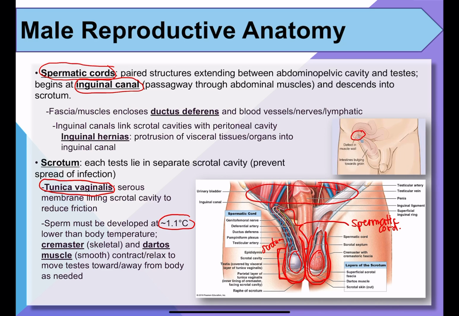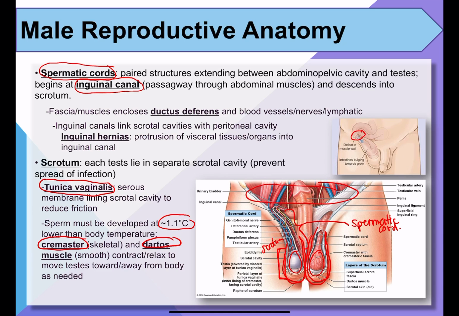Because of this temperature sensitivity, the scrotum actually has the ability to contract and distend, kind of like muscles. So these are made possible by two main muscles. One is called the cremaster muscle, which is a type of skeletal muscle that males can control, and the other is called the dartos muscle, which is a type of smooth muscle.